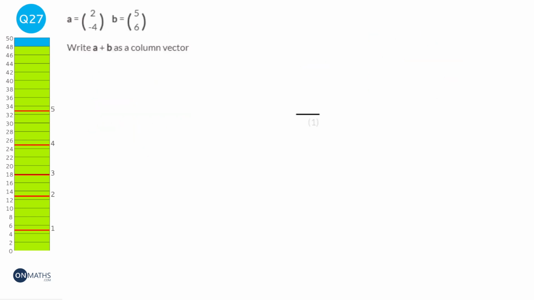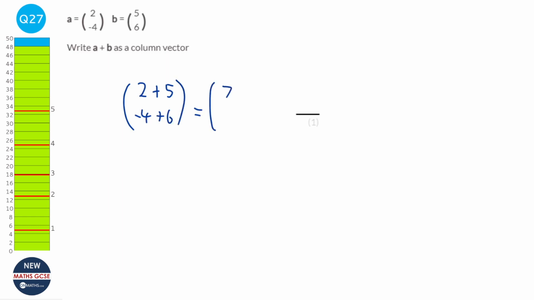So here we're just adding the column vectors. So we're going to add the tops, so 2 plus the 5. We're going to add the bottoms, minus 4 plus 6. 2 plus 5 is 7, minus 4 plus 6 is 2. So our answer will be 7, 2.